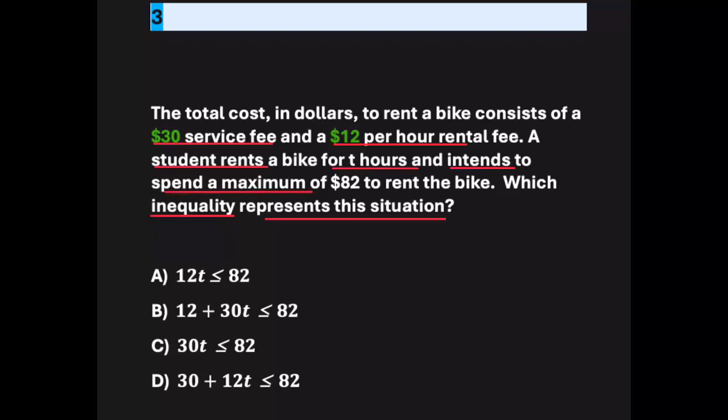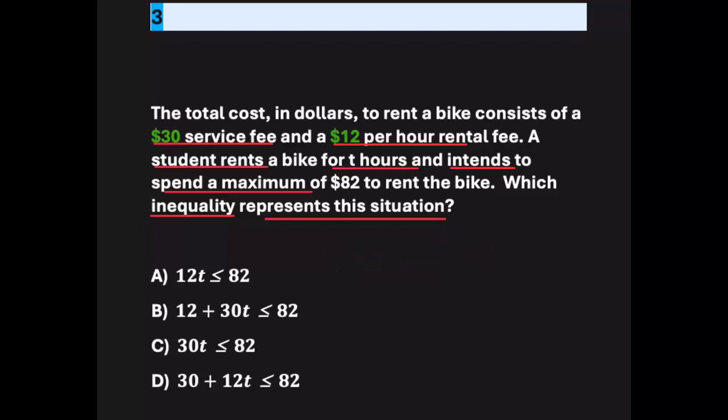Okay, let us set up the equation. The rate of the bike is $12. And if you keep that bike for 3 hours, you're going to multiply by 3 plus $30 service fee. And she's going to pay 36 plus 30. That's how much she's going to pay if she keeps the bike for 3 hours.